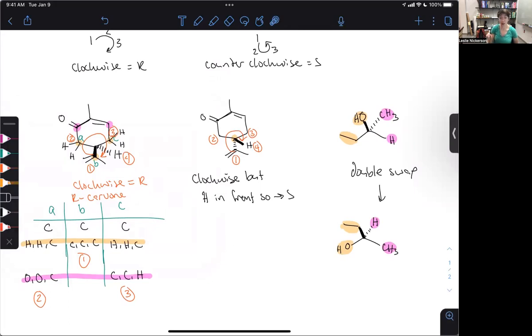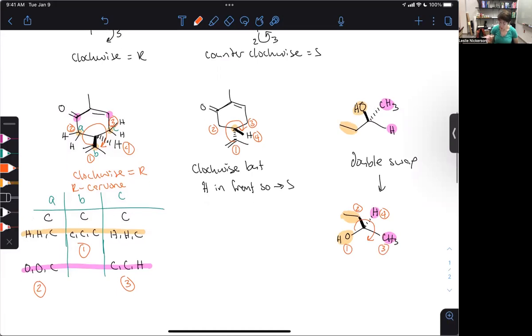So at first glance, I can do number 4, that's going to be H. Then I'm looking at oxygen versus carbon versus carbon. So oxygen is going to win that one. And then for 2 and 3, this carbon is connected to 3 H's. This carbon is connected to 2 H's and 1 carbon. So this is going to be our number 2, our number 3, and then we can go 1, 2, 3. And we have that going clockwise. So that is going to be R.